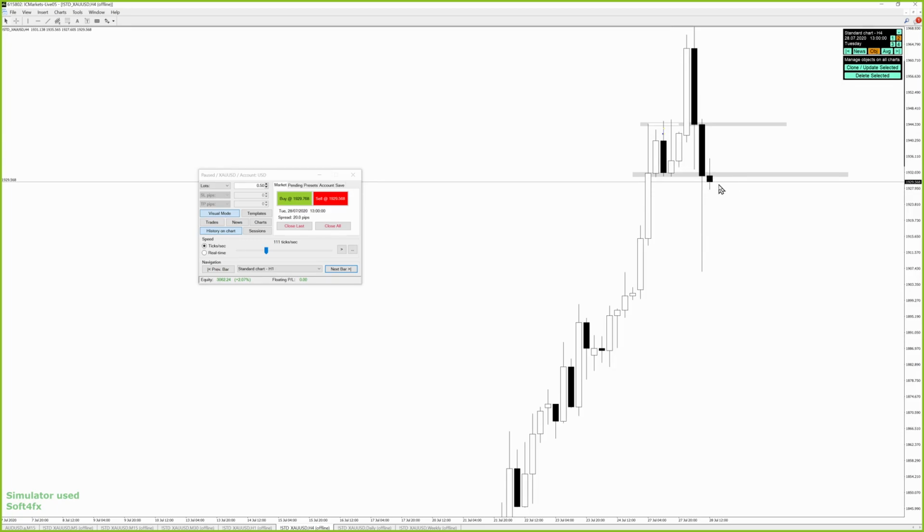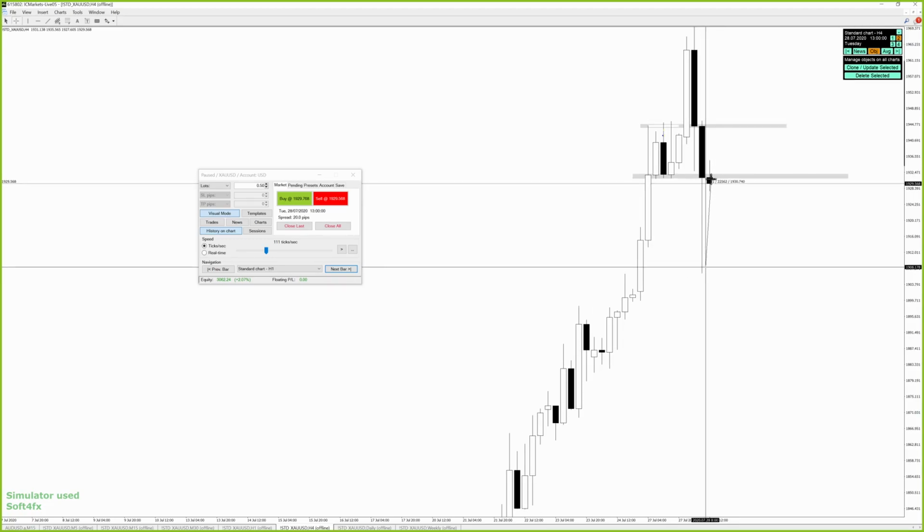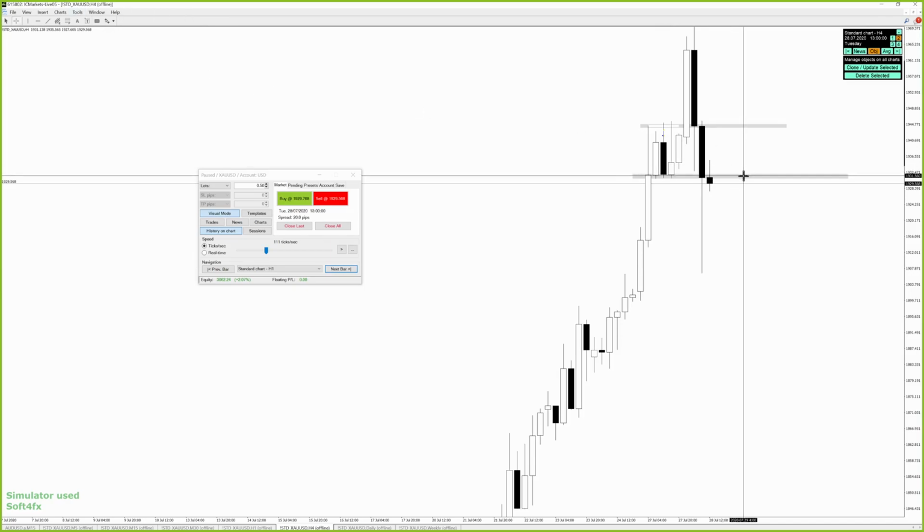So now the question is, will this continue down to fill this wick, or does this wick mean a rejection for price to continue back above the range at 1931? That's the question, right? So to answer that question, we need to take a look on the smaller time frames now.